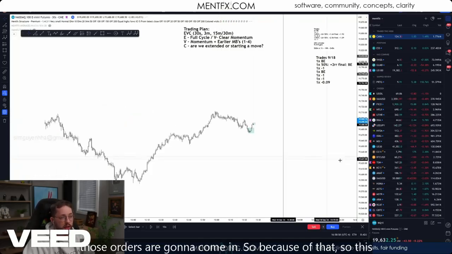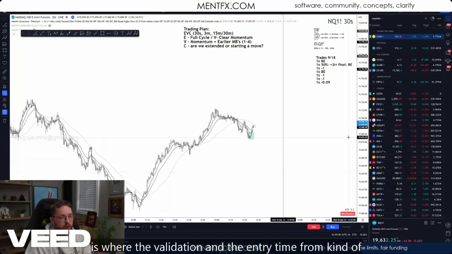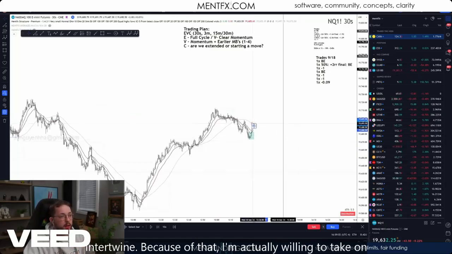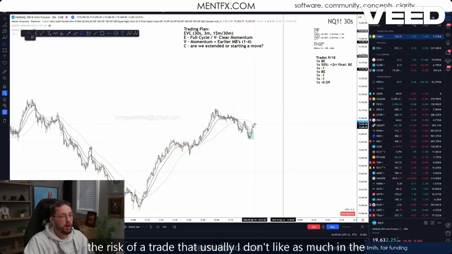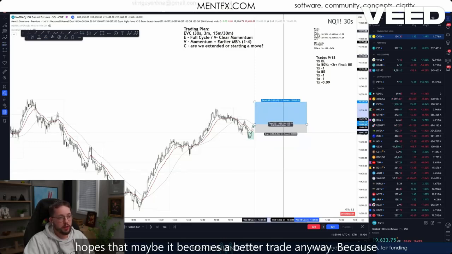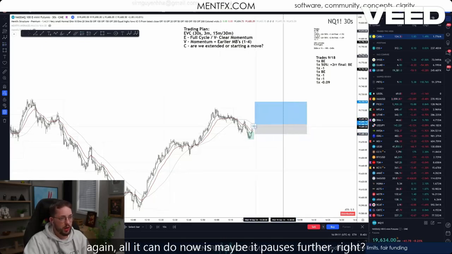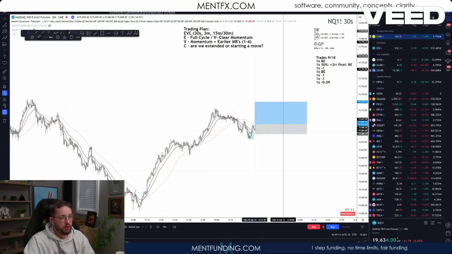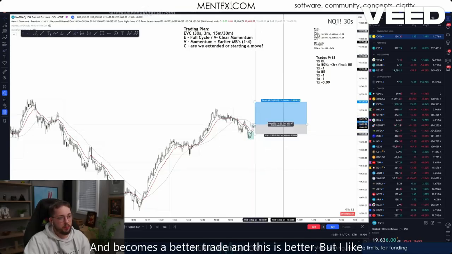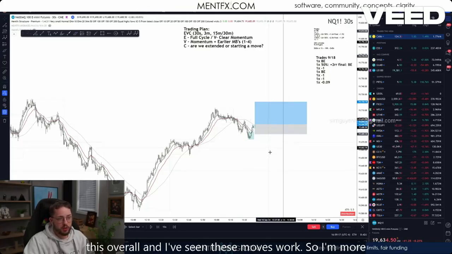So this is where the validation and the entry time frame kind of intertwine. Because of that, I'm actually willing to take on the risk of a trade that usually I don't like as much, in the hopes that maybe it becomes a better trade anyway. Because again, all it can do now is maybe it pauses further and becomes a better trade, and this is better. But I like this overall, and I've seen these moves work, so I'm more than happy to trade it.